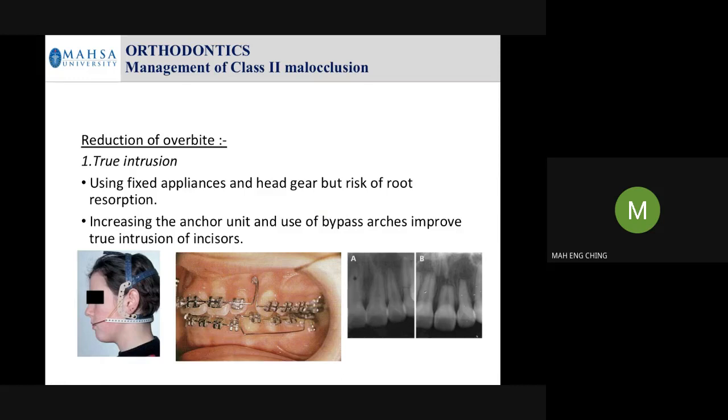So you see the picture on the A, the root is quite long before the treatment. Then after treatment, you see the root is resorbed, or it becomes shortened. So this is due to the high force. If it impacts the root against the bone, then usually the root will resorb. The heavier the force you apply, the faster the treatment you do, the more resorption it is going to cause.